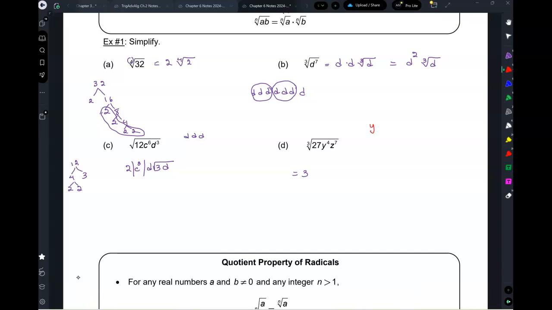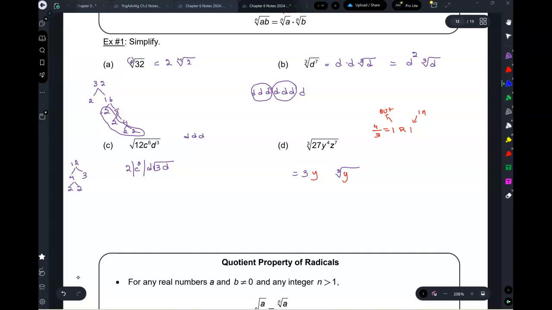We have the exponent 4 divided by 3. That's what we've always been doing: we're dividing the exponent by the index. This doesn't divide evenly, but I have 1 remainder 1. So now this comes out, this stays in. So 1 y comes out, and 1 y, that's the remainder, remains inside. Okay? So let's do the z.